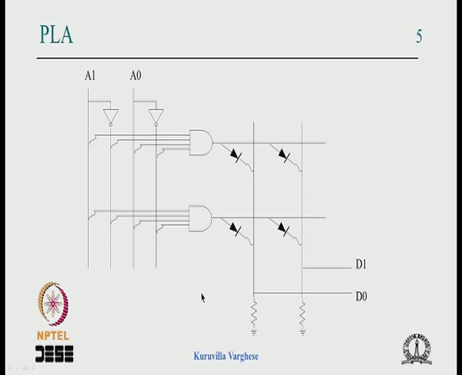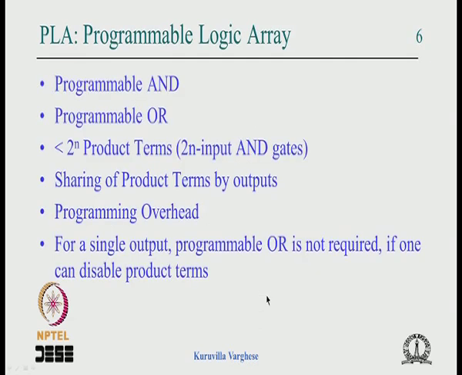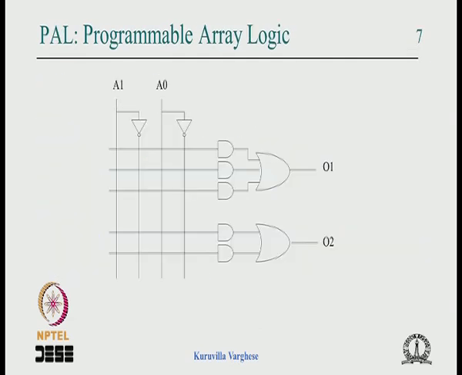So that was the next evolution. For a single output you don't need a programmable OR, because if you have multiple AND gates, suppose in this case we have put 3 AND gates and you need only 2 product terms, somehow make the AND gate output 0. We will see how to do that. Then there is no need to have a programmable OR section at the output. That was the basic idea, and such a device is called programmable array logic.